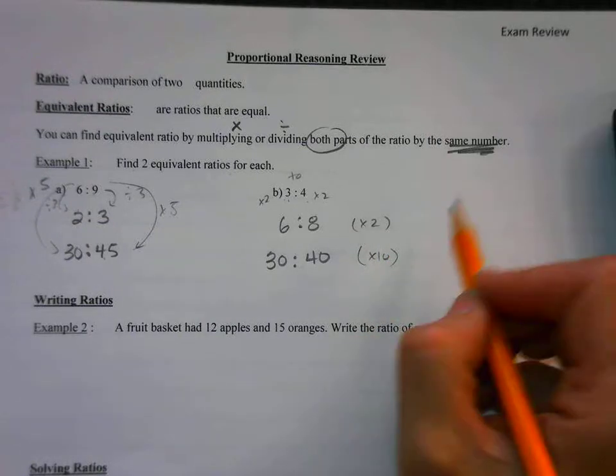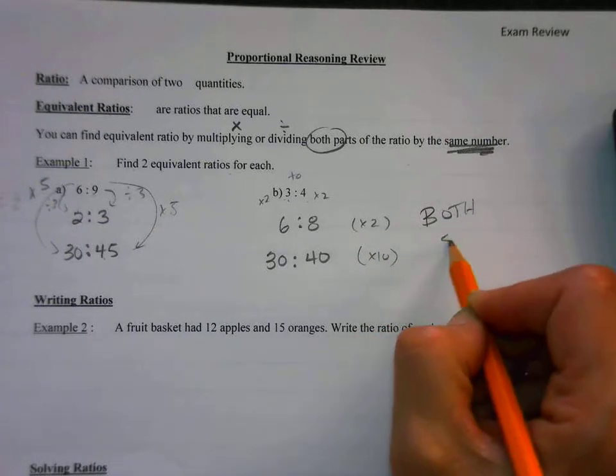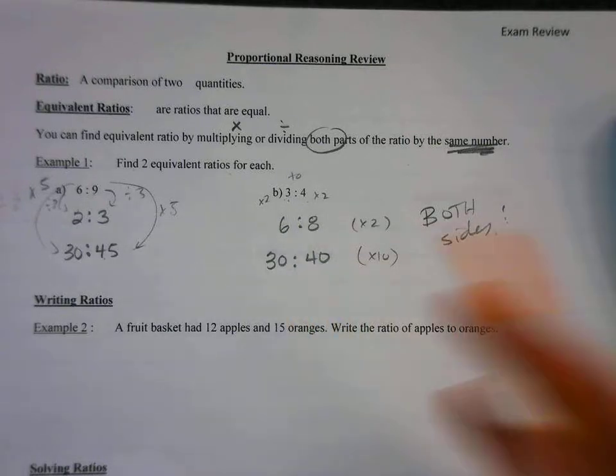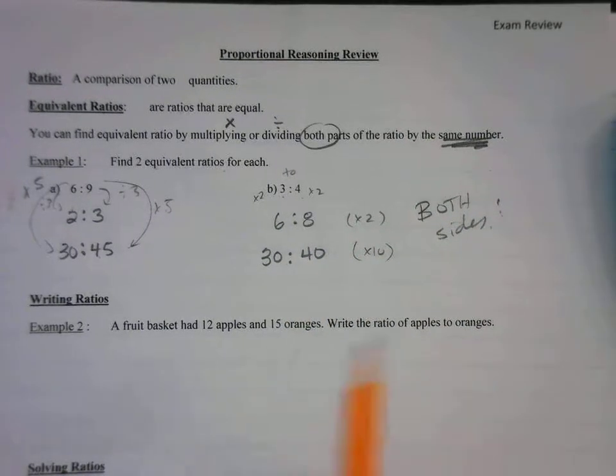And remember, you have to do this to both sides of the dots, which is the "to." That's what keeps it equal.